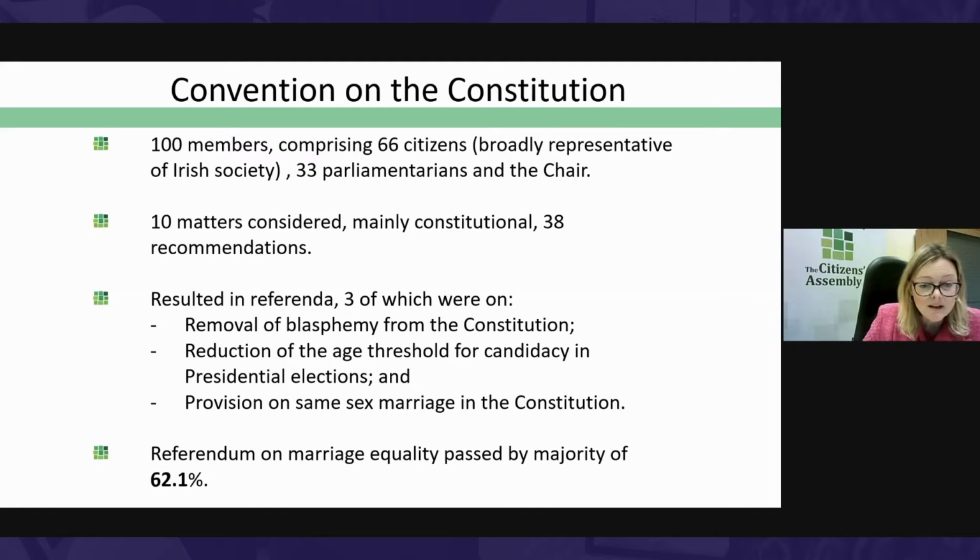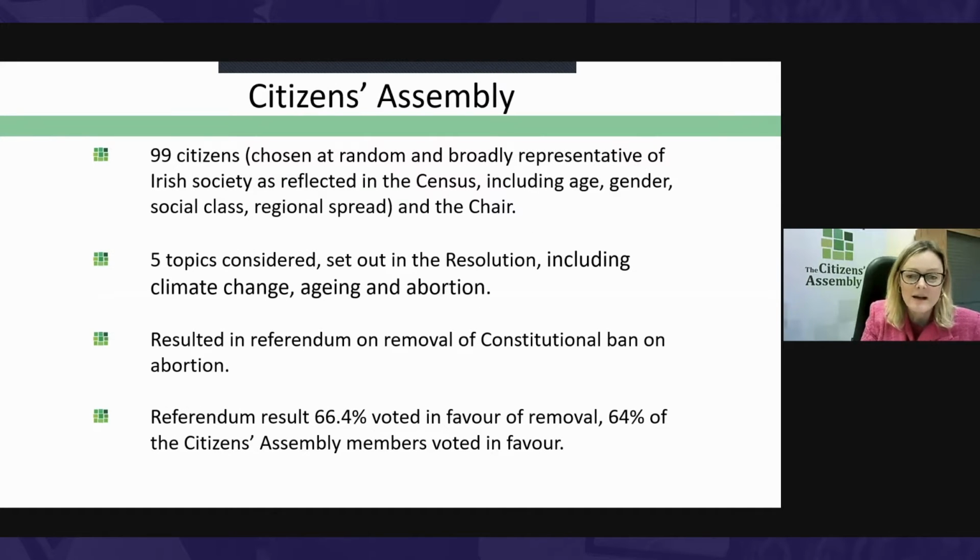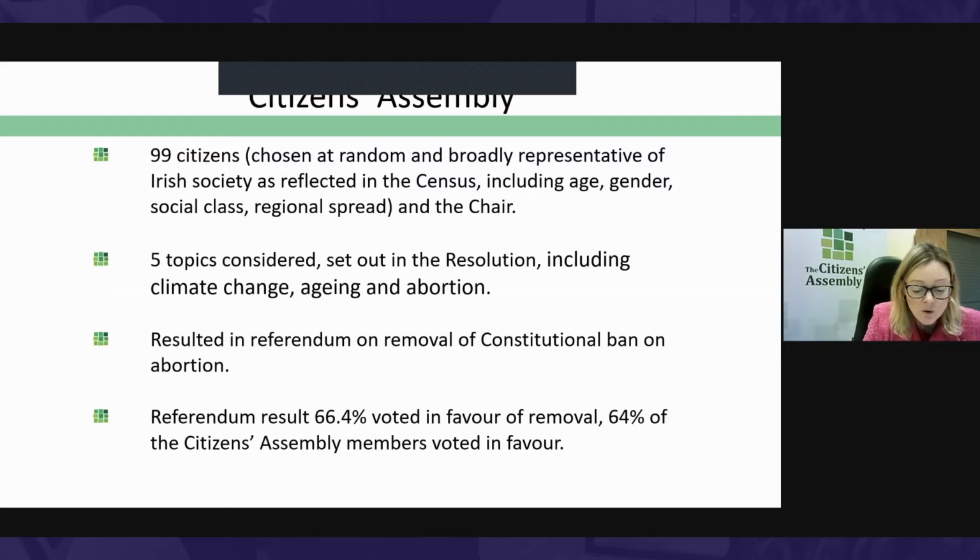Then moving on to the next, the Citizens Assembly also had 100 members. It was made up of an independent chair and, this time, 99 citizens. Politicians did not participate on this occasion. The citizens were randomly selected, and broadly representative of Irish society as reflected in the census, so stratified on the basis of age, gender, geographic location, and socioeconomic background. The Assembly considered 5 topics that were set out in the resolution, including climate change, ageing population, and abortion.